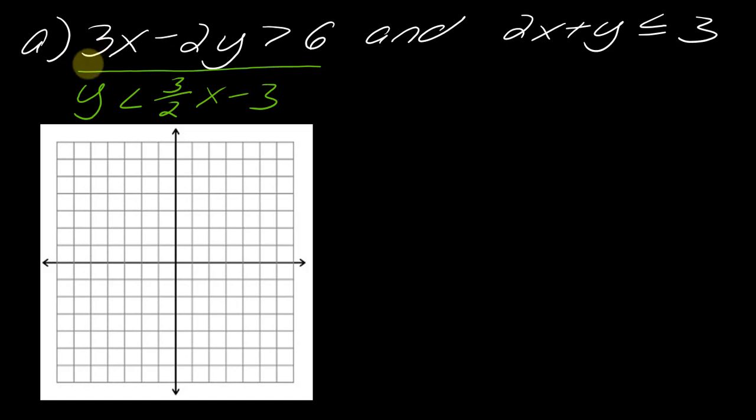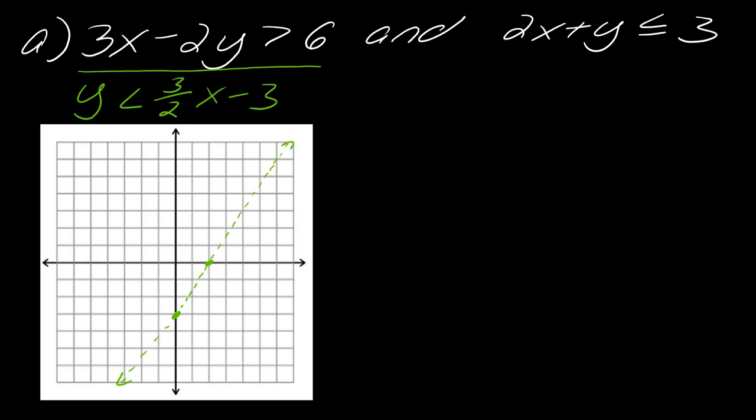And now I've basically made this a lot easier for me to graph. So I have this equation here, and I've got a y-intercept of -3, so down 1, 2, 3. And then the slope is 3/2, so I'm going to go up 3 and over 2. And then do I do a solid line or a dotted line? Well, this is greater than, so this has no 'or equal to' on it, right? So this is a dotted line like this.